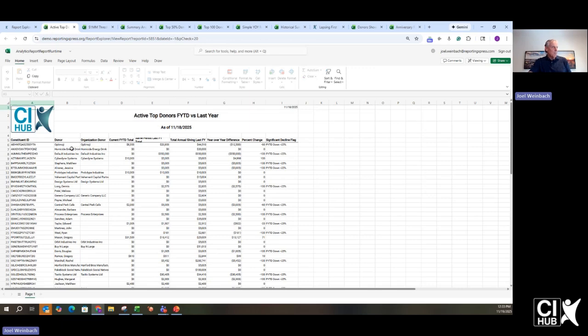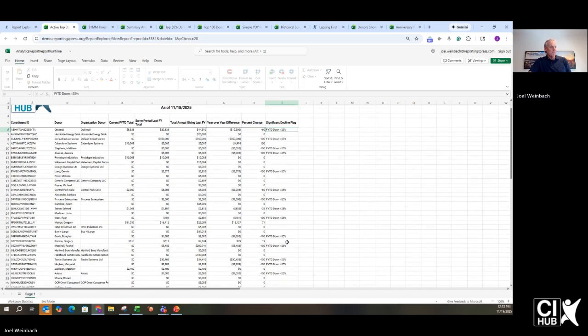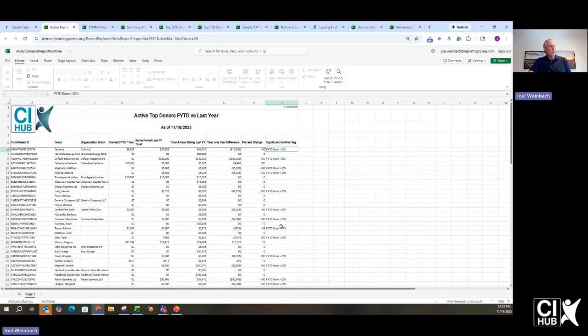We can show these flags like this donor is down greater than 25% year over year for the same period. So those are donors you want to keep an eye on. We're relatively early in the year, still in November on a July 1 fiscal year, but those are donors you want to keep an eye on.